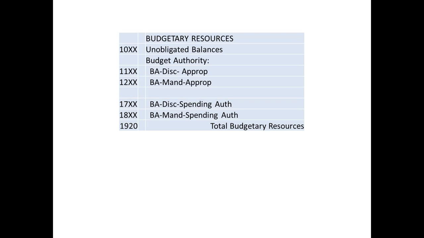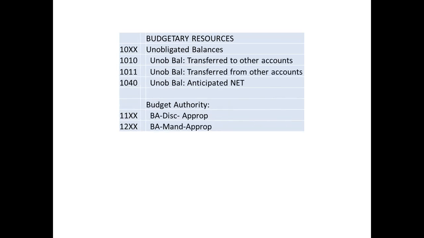Because non-expenditure transfers appear first in the line numbering, let's cover them first. Let's walk through the lines used most frequently. We'll use Appendix F in OMB Circular A11. Lines reflecting non-expenditure transfers of prior year appropriations, otherwise known as unobligated balances, appear in the 1000 range.